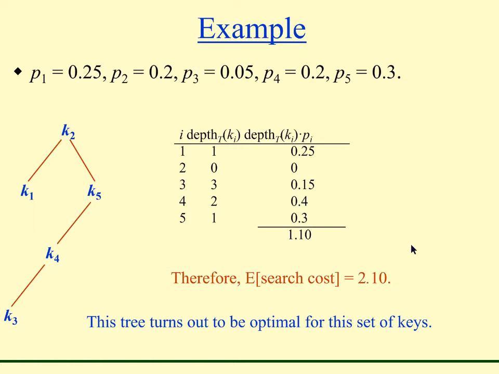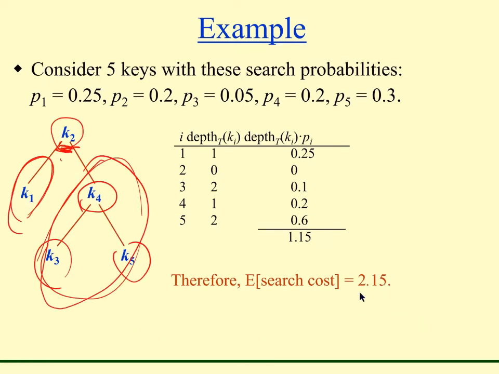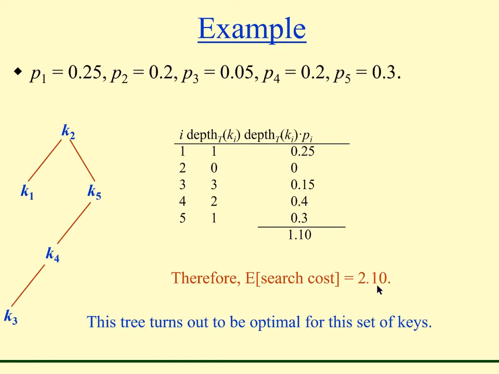If it's this way, we do it similarly. K1 is 1, and K2 is 0. K3 is 1, 2, 3. K4 is 0, 1, 2. And K5 is 0, 1. And then similarly, we just do the summation of the multiplication. So you get 1.1. So add 1 again, so you get 2.1. The previous one is 2.15. This one is 2.1, so it's smaller.